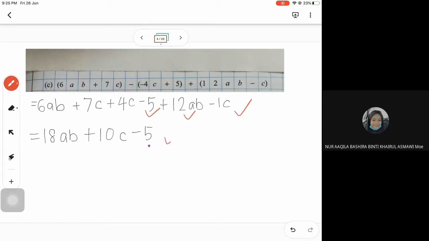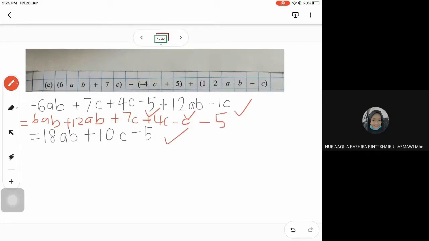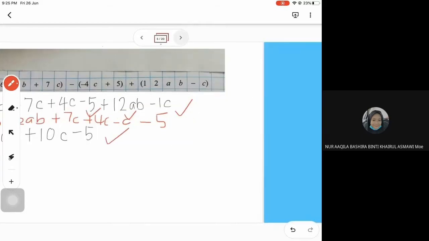Okay, very good. Kalau dah cakap, so you just omit the another step here. Kalau beginners, kita ada another step kat sini, which is grouping the like terms. So 6AB plus 12AB plus, because the C also, 7C plus 4C minus C. Okay, kalau 1C, you don't have to write 1C. Just write C saja, ya. So, minus. Okay, thank you, Akila. Very good. Okay, next.